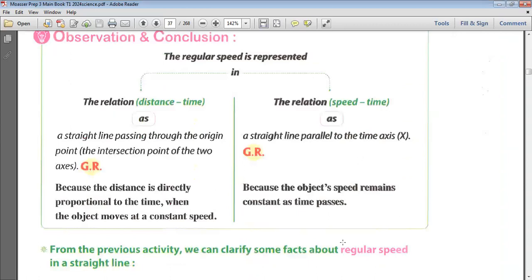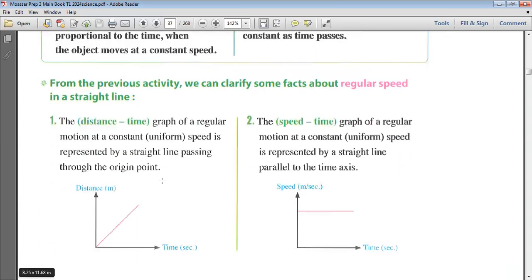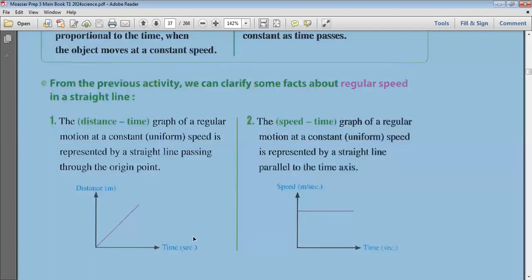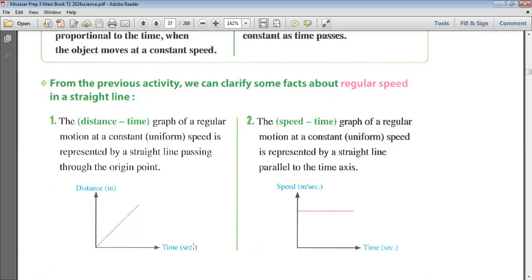So we can conclude that the regular speed is represented in the distance time relation as a straight line passing through the origin point. Why? Because the distance is directly proportional to the time when the object moves with a constant speed. So whenever I see a distance time graph, I have speed. A straight line means regular speed.